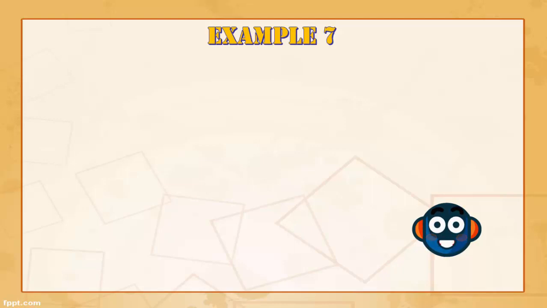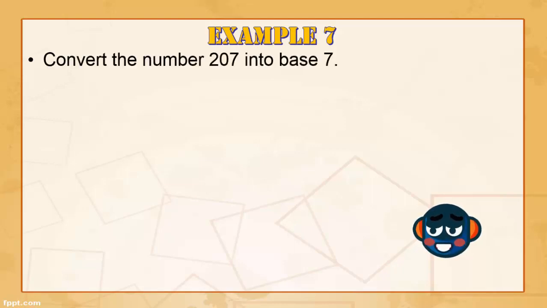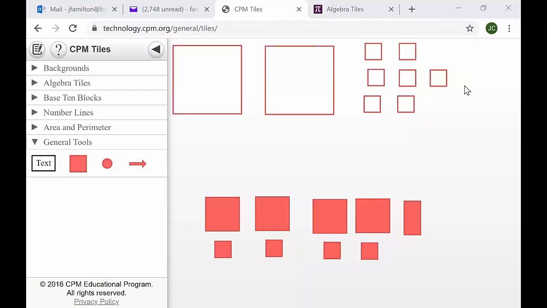In example number 7, we're asked to convert the number 207 into base 7. So again, let's go look at the blocks and then the whiteboard and work it out both in blocks and the table to see how we can do this. I set this example up to show that here are the base 10 blocks of 207. So we have 2, 100, 200 for the 2, and then 1, 2, 3, 4, 5, 6, 7 units.